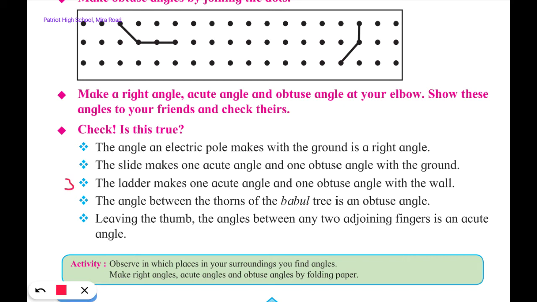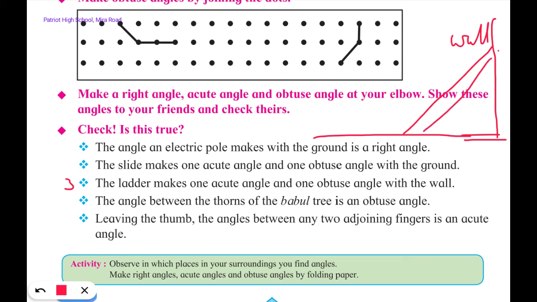Third, the ladder makes one acute angle and one obtuse angle with the wall. Now, this is the ground and this is the wall and this is the ladder. So it is making only one angle, which is an acute angle. The ladder is making only one acute angle. It is not making the obtuse angle anywhere with the wall. So this statement is false.